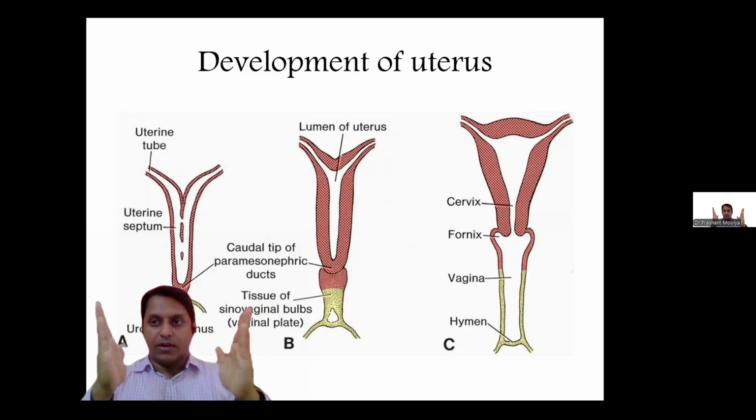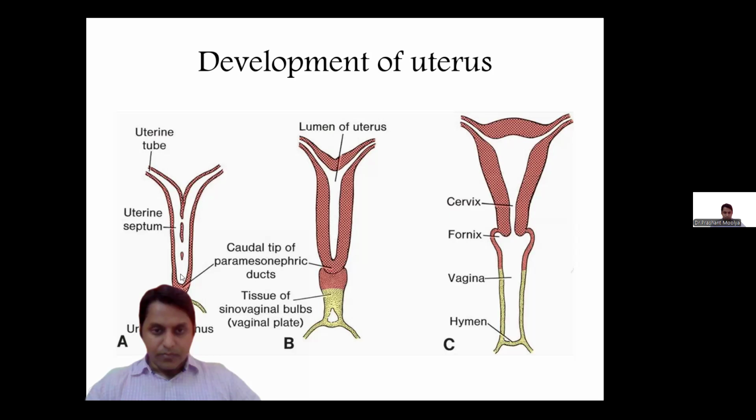The two paramesonephric ducts fuse together caudally, as shown in this photograph. The cranial end is free, while the caudal end fuses together to form one canal. This will be called the uterovaginal canal, and the two are separated by a septum because of the fusion of these two tubes, which degenerates later on, forming a canal inside.